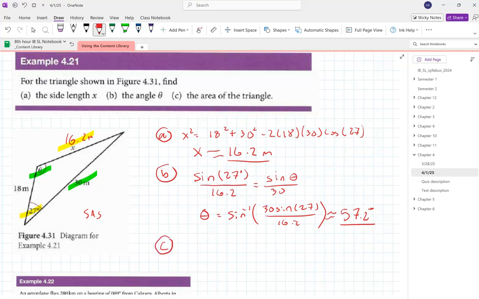Part C then says it wants the area. Well, that's easy. Right, 1/2 AB sine C. So that's just this right here. Anytime you have a side angle side situation, we are tailor-made for an area formula.